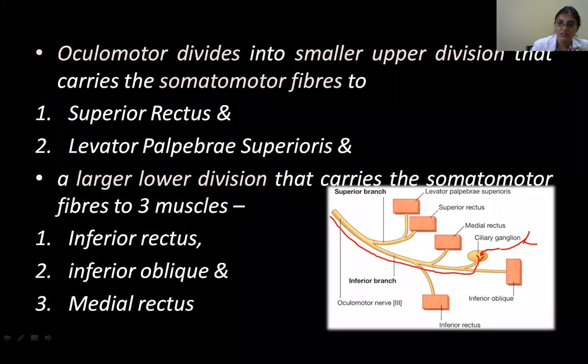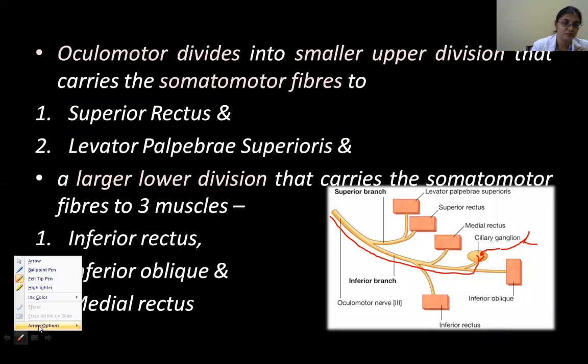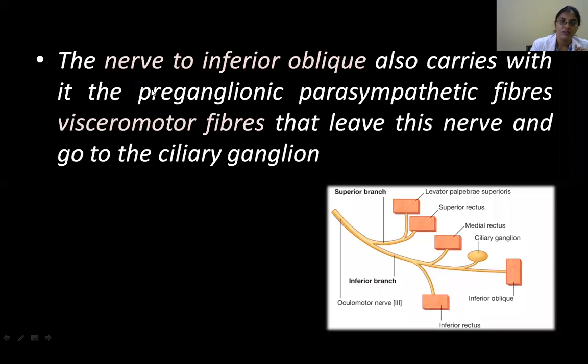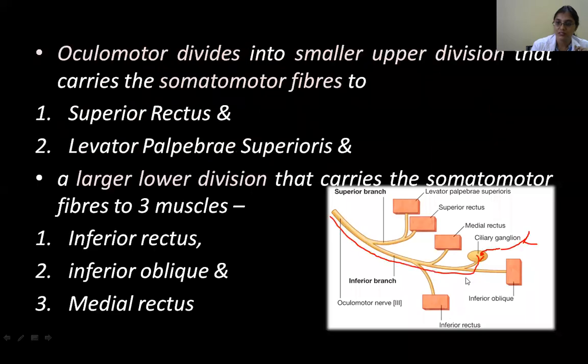So what are these? These are the somatomotor fibers, and this is the extra part, the parasympathetic fibers which are going. Then coming to this, the nerve to the inferior oblique is carrying two different fibers. One is the somatomotor to the inferior oblique, as well as the parasympathetic fibers.